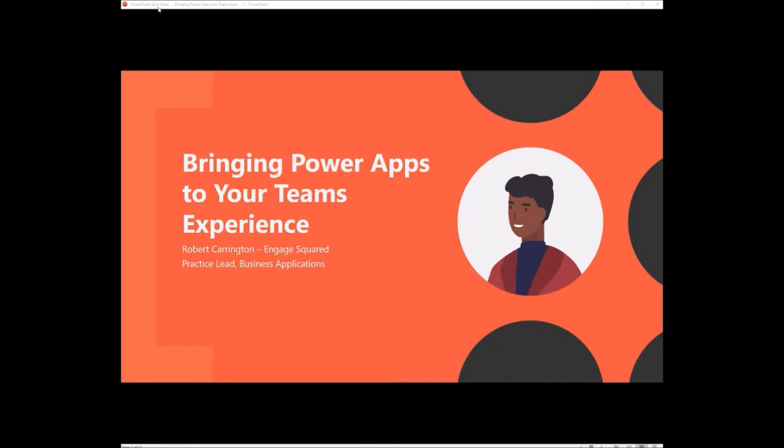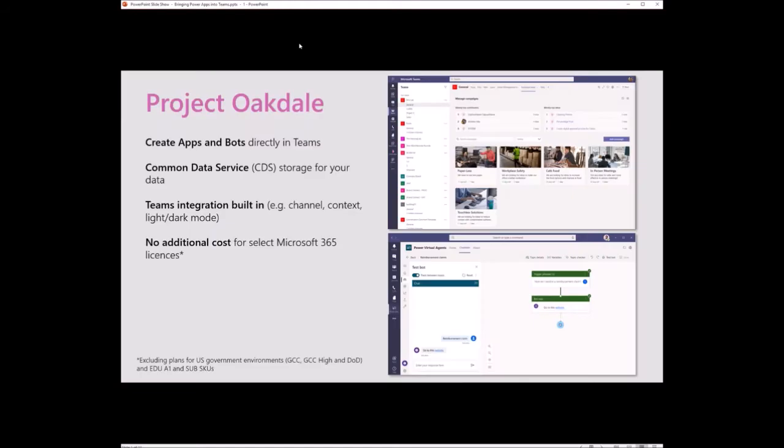So what Microsoft has done is they introduced Project Oakdale. This is still the working name. People might have heard of DataFlex. The name's still coming. It's still being decided what it will eventually be called. But Project Oakdale is the capability to enable people who are already within the Microsoft 365 ecosystem, within the Teams platform, to create apps, Power Apps, and bots directly in Teams.